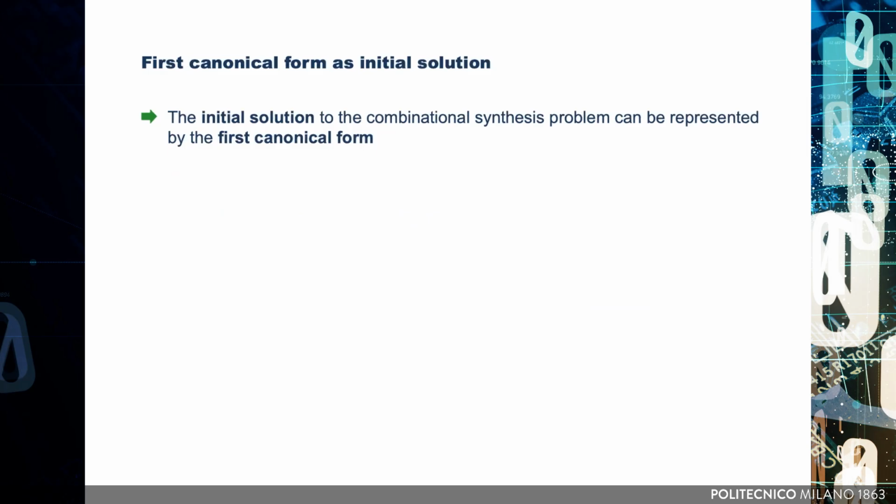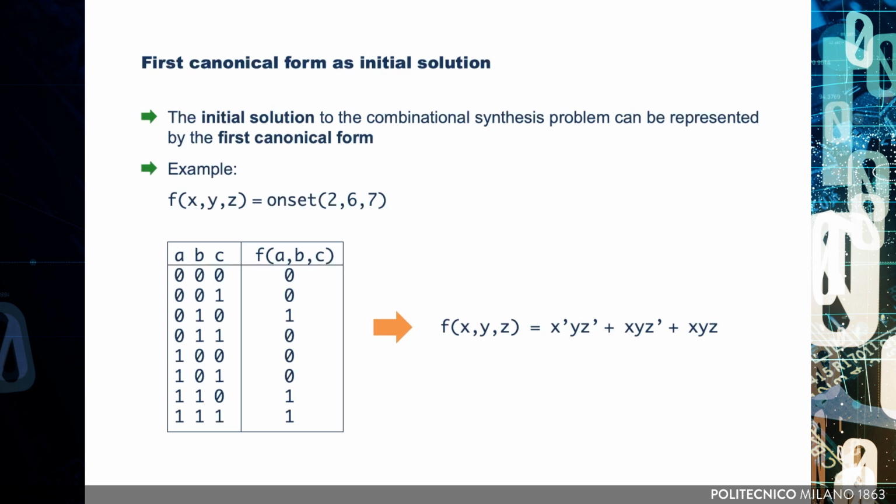A possible initial solution to the combinational synthesis problem can be represented by the first canonical form. We adopt this solution because it is unique and easily computable. To give you an example, this slide shows the truth table of a function to be synthesized along with the corresponding expression in the first canonical form.